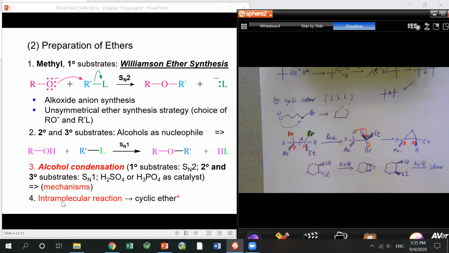So that's pretty much it: we use a base and also the alkoxide for the reaction to make a cyclic ether. You can also use alcohol condensation to do the reactions. So I'll give you one example.